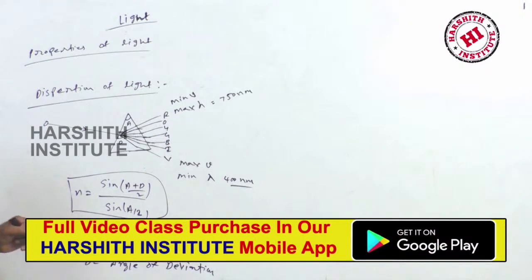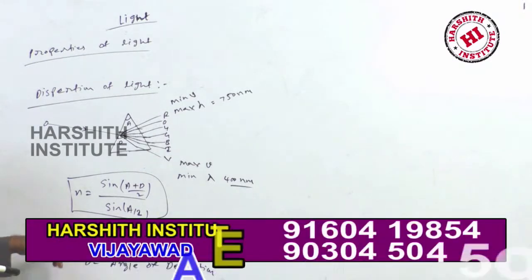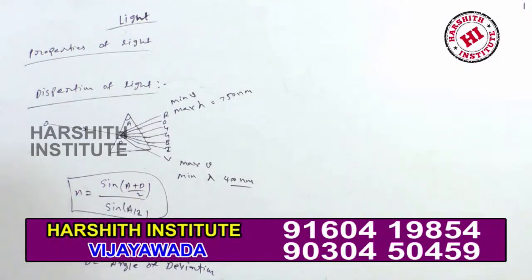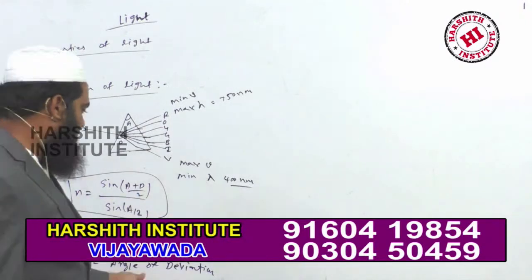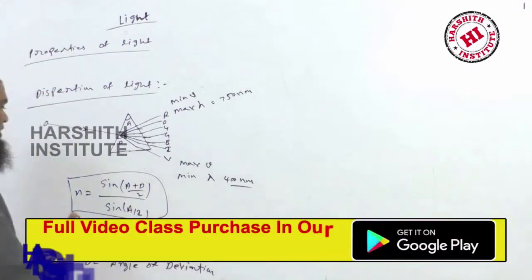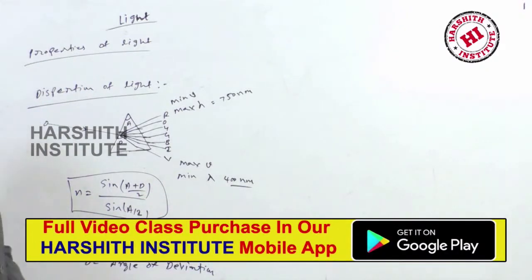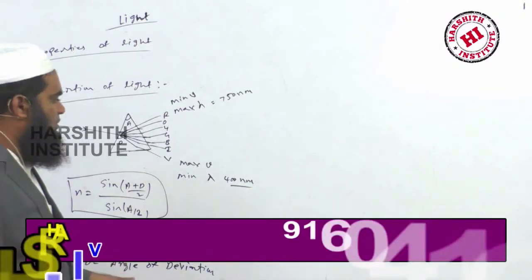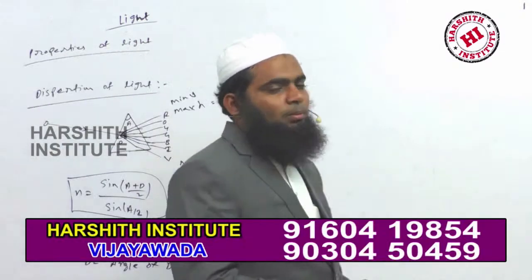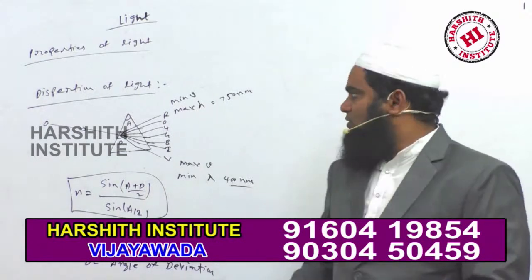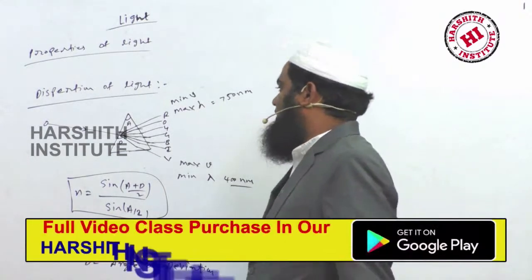Now here n equals sine of (A plus D) by 2 divided by sine of A by 2. In your examination, they can give the values of A and D. Angle of prism and angle of deviation are both given, and they ask for the refractive index. Simple pattern also. So this is the second property of light. This is known as dispersion of light.